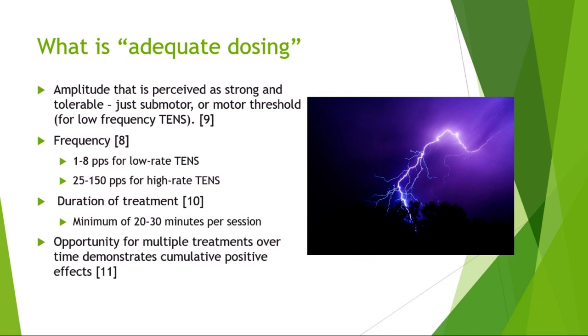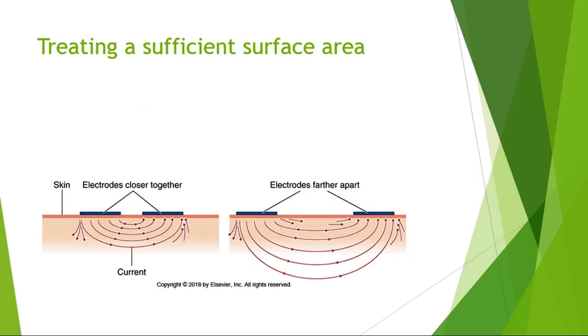You want there to be the opportunity for multiple treatments over time because there is research that indicates that multiple treatments over time demonstrate a cumulative positive effect. Interesting, right? So we want to treat a sufficient area, still on the idea of adequate dosing. So the paresthesia, or the decreased sensation, should cover the painful region. That's sort of a duh statement. It seems like common sense, right?